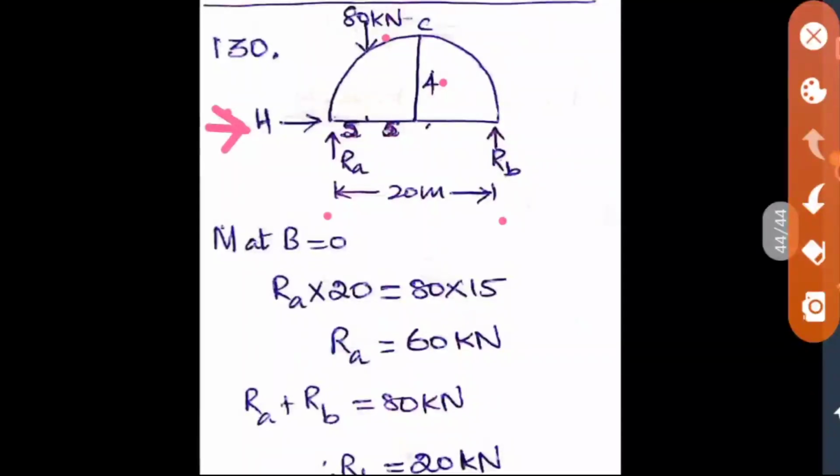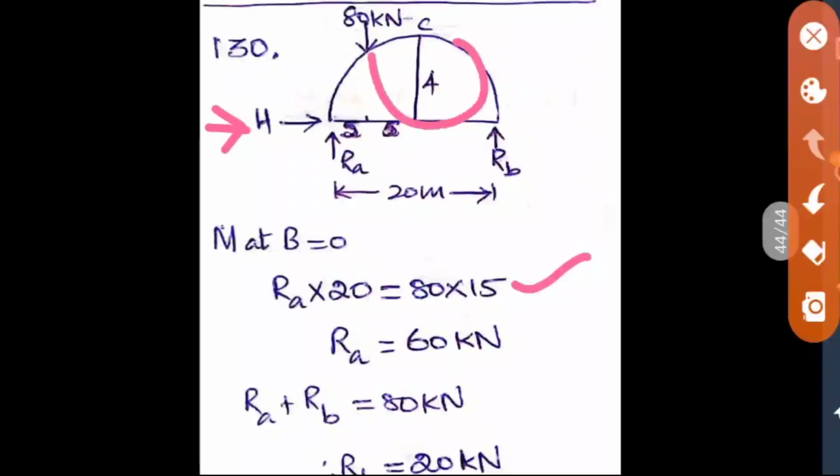Okay, so first let us find the reaction. To find the reaction, I have taken moment at this point B as 0, so that RA into this reaction into 20 meter and this 80 into 15 meter, that only will be getting. So I have written RA into 20 is equal to 80 into 15 because both will be in the opposite directions.